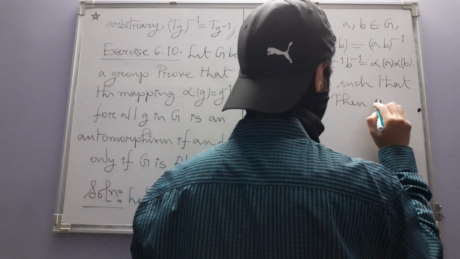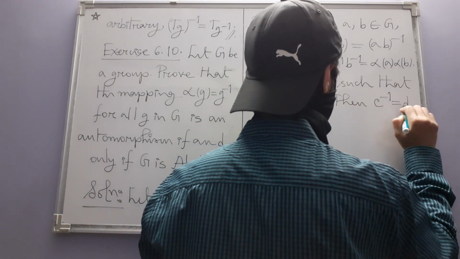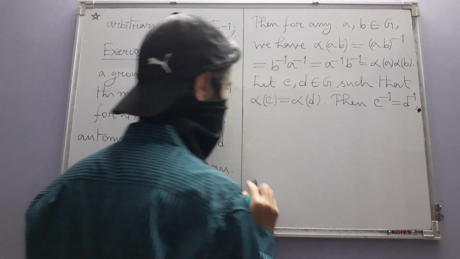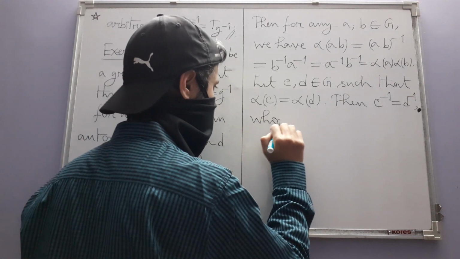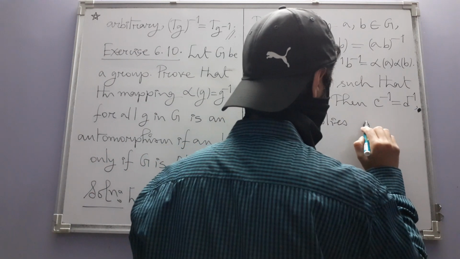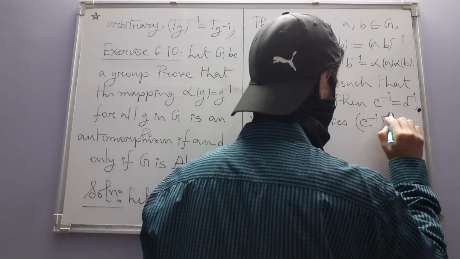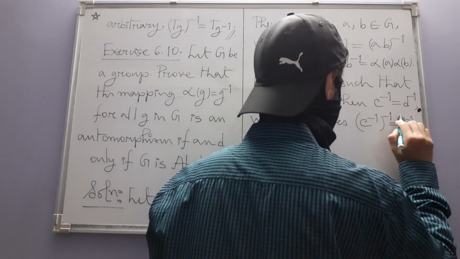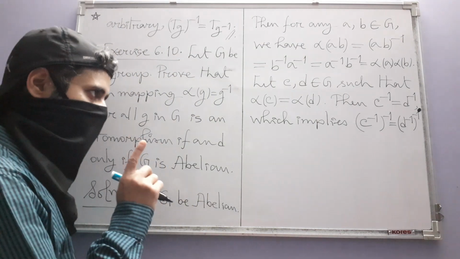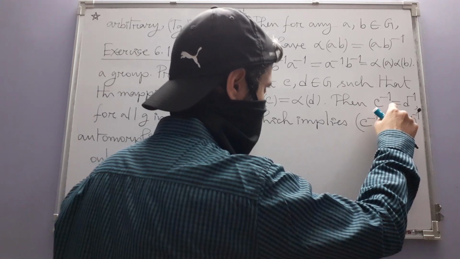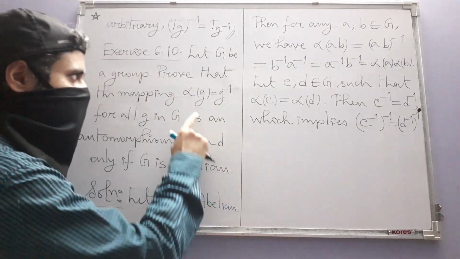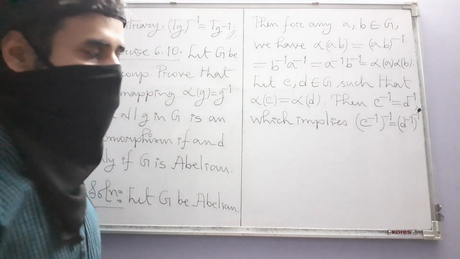Then C inverse is equal to D inverse, which implies that their inverses are also equal. And note carefully that you are able to write this from this precisely because alpha is well defined.